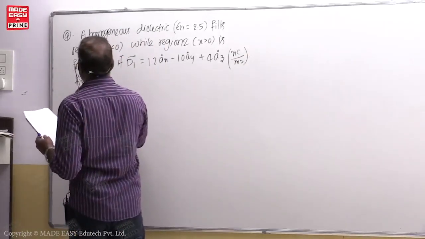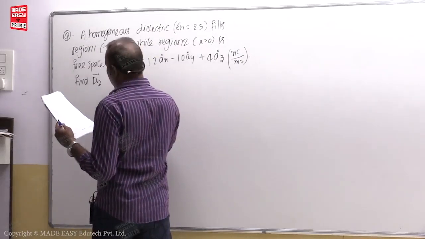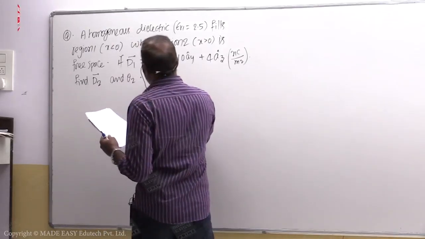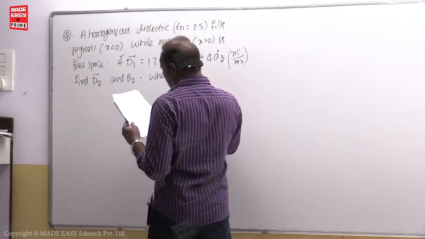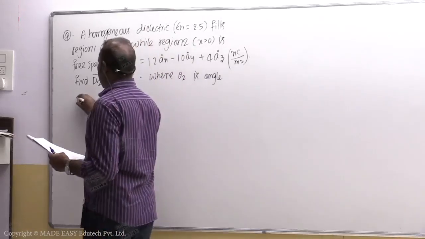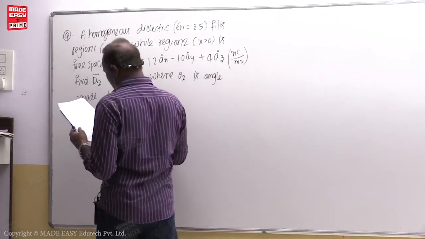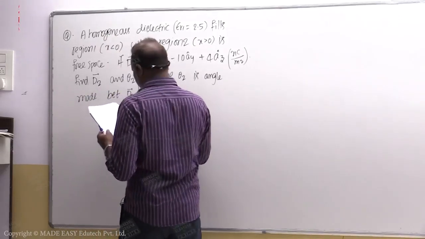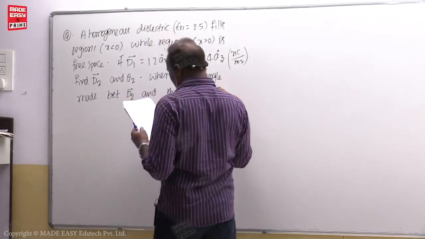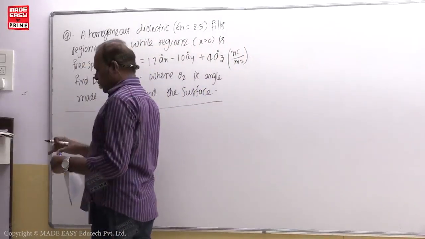find D2 bar vector and theta 2. Now what is theta 2? It is given where theta 2 is the angle made between D2 bar and the surface. D2 bar and the surface. Here surface means boundary surface. So this is the question. Now let us solve, students.